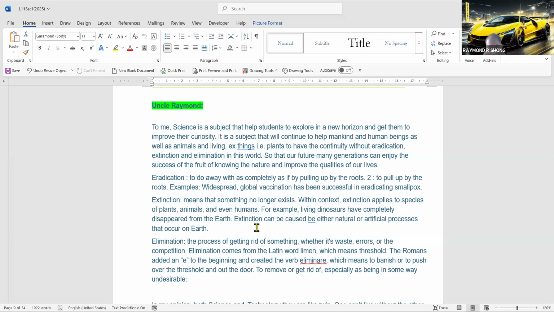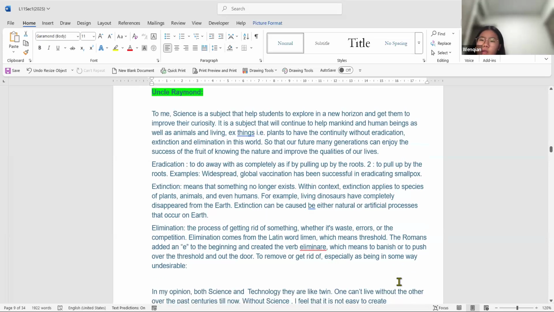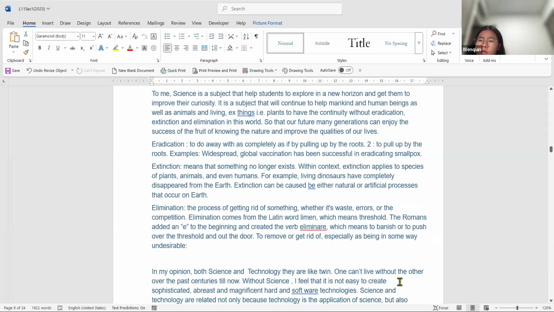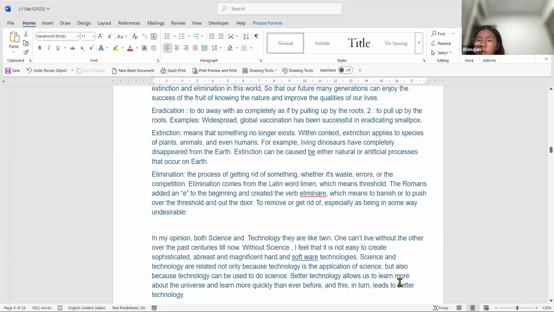Elimination. Elimination is the process of getting rid of something, whether it's waste, errors, or competition. Elimination comes from the Latin word limen, which means threshold. The Romans added an E to the beginning and created the verb eliminare, which means to banish or to push over the threshold and out the door, to remove or get rid of, especially as being in some way undesirable.